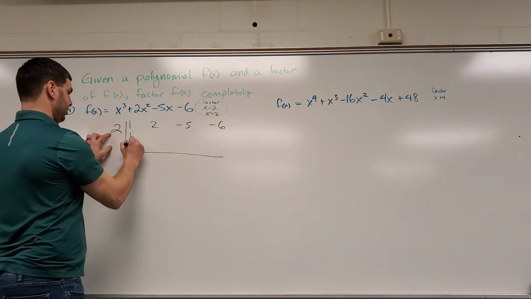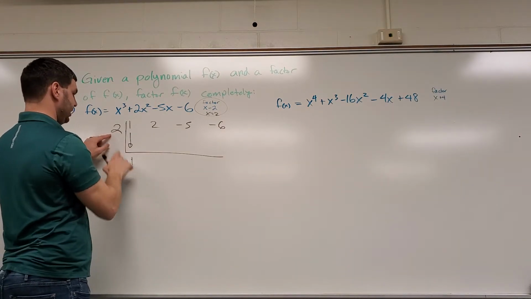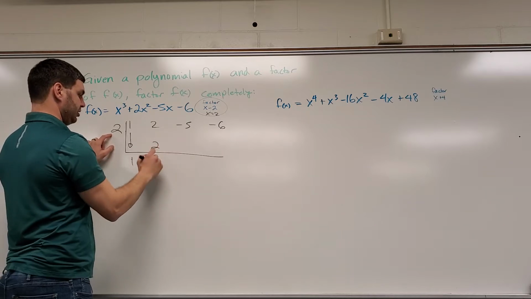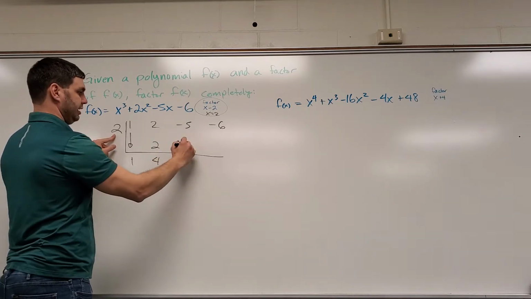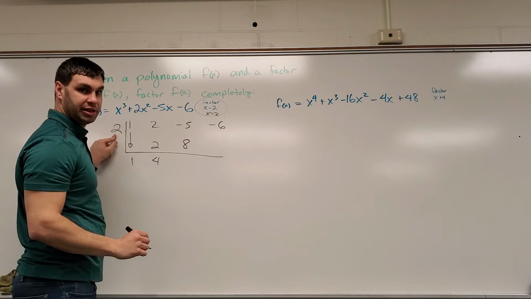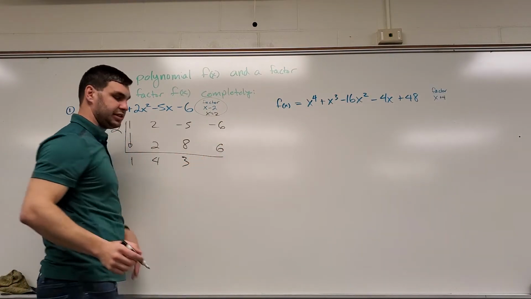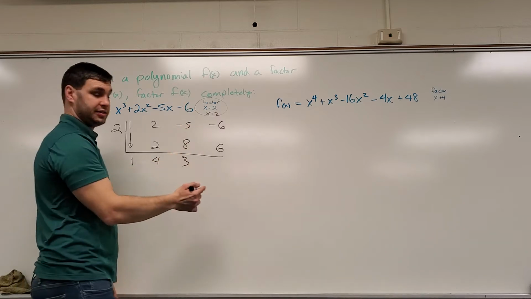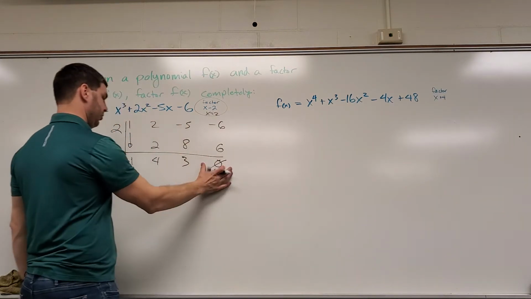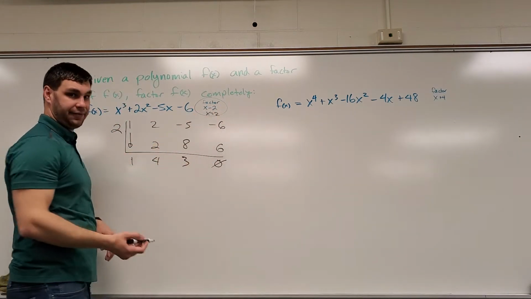Okay, let's try it. 1 comes down, that's 1. 1 times 2 is 2. 2 plus 2 is 4. 4 times 2 is 8. -5 plus 8 is 3. 3 times 2 is 6. -6 plus 6 is 0. That's good. Okay, we got this, so that means that 2 is a factor.